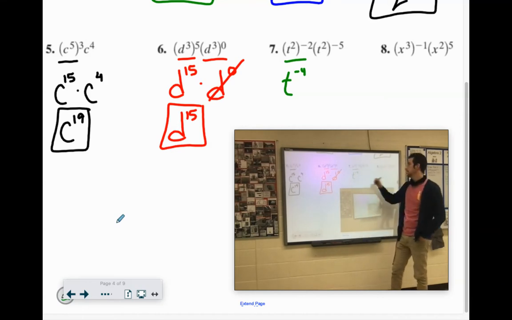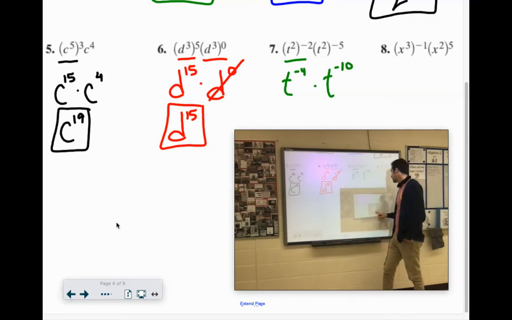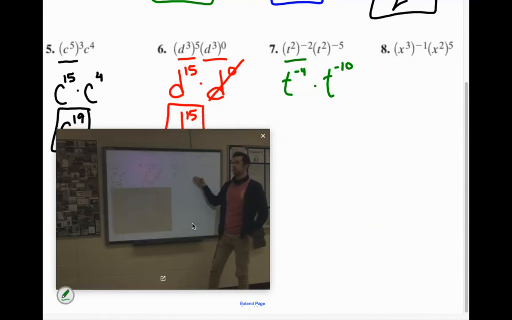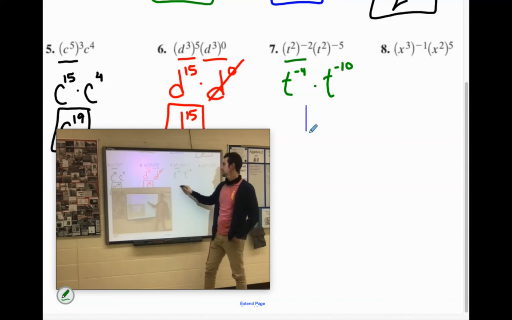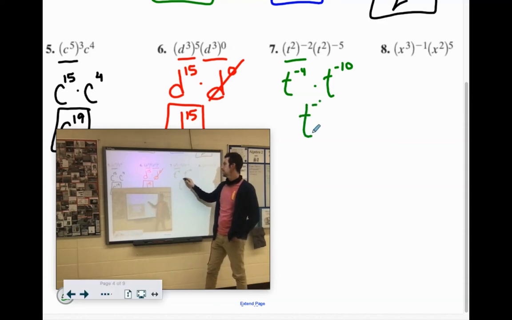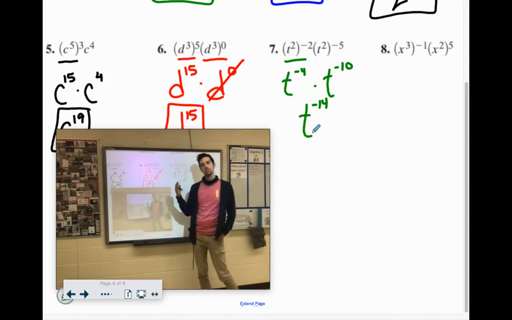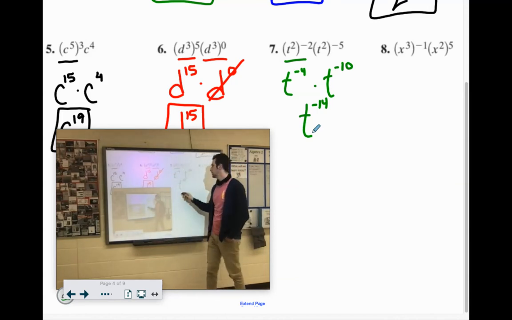I'll get there, guys. And then t to the 2nd raised to the negative 5th. 2 times negative 5 would give us negative 10. This is where we would add the exponents, giving us t to the negative 14th. But remember, we can't have negative exponents, so drop it under a 1. 1 over t to the 14th power.